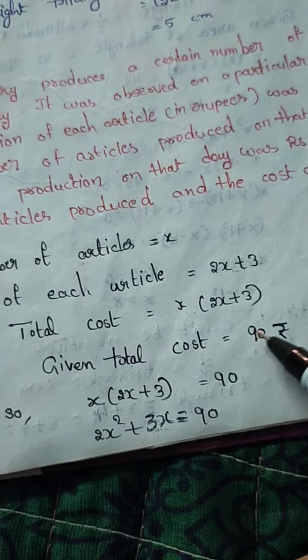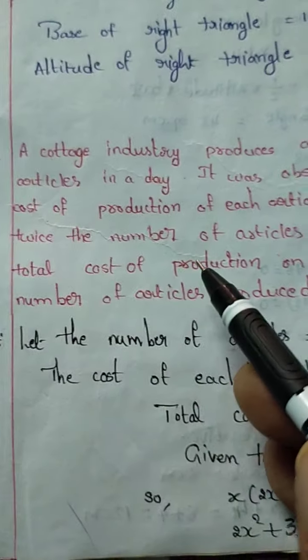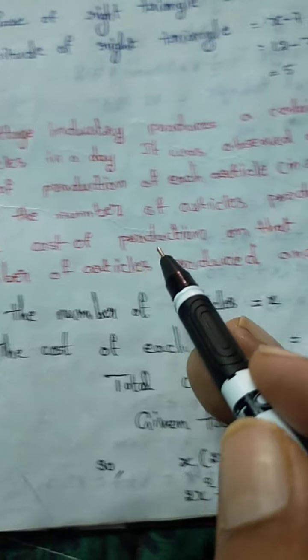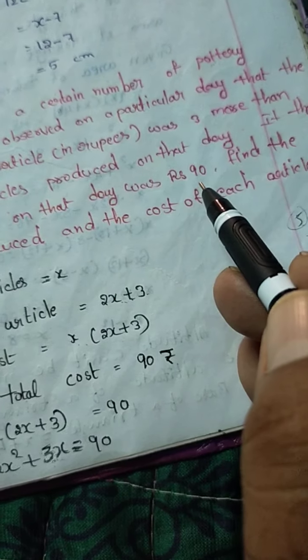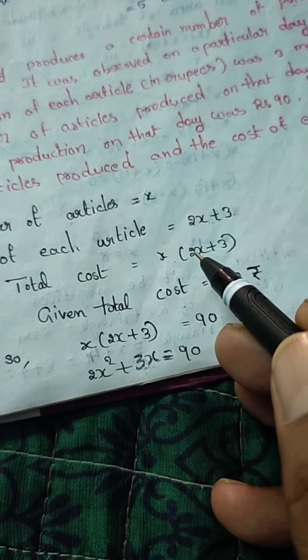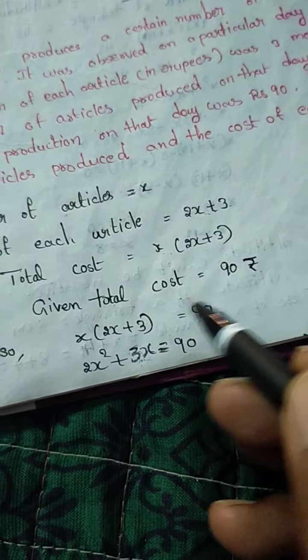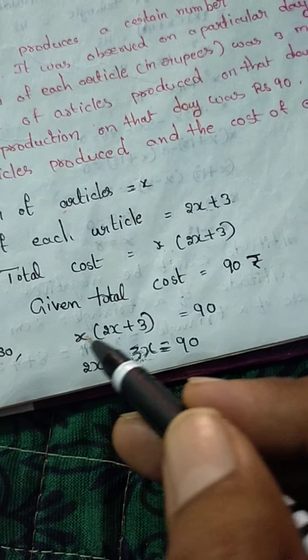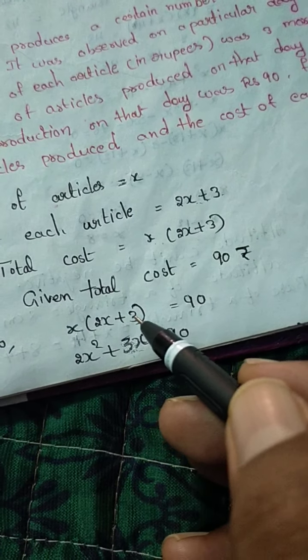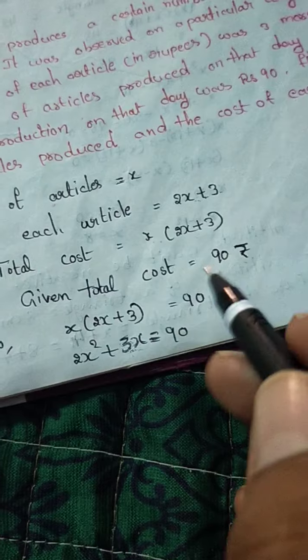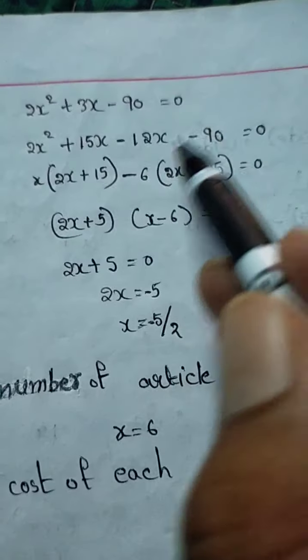Already given, the total cost of production on that day is 90 rupees. So x into 2x plus 3 equals 90. X into 2x is 2x square, 3 into x is 3x, equal to 90. Shifting 90 over, this becomes 2x square plus 3x minus 90 equals 0.